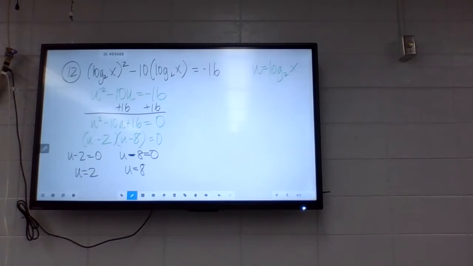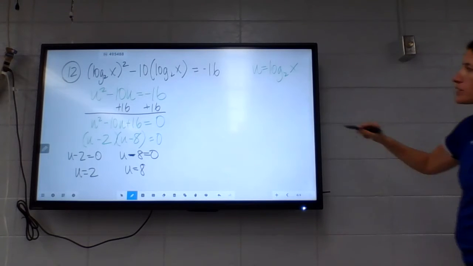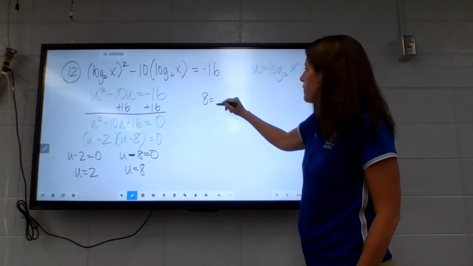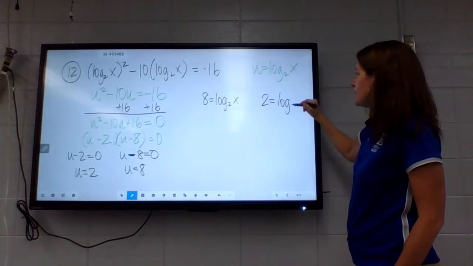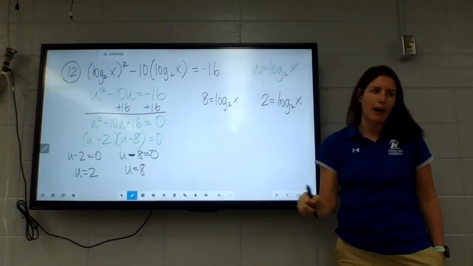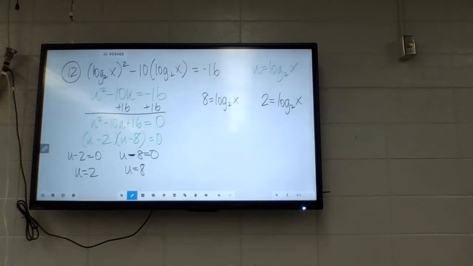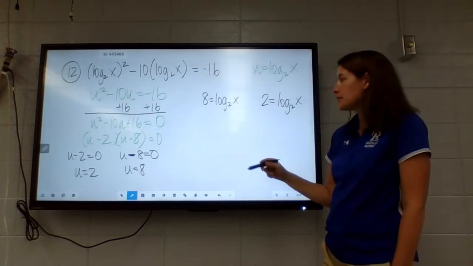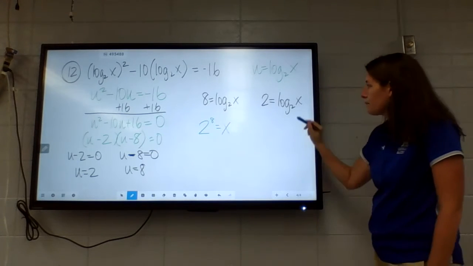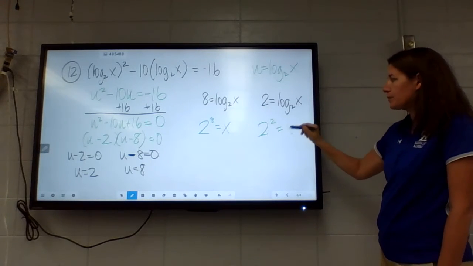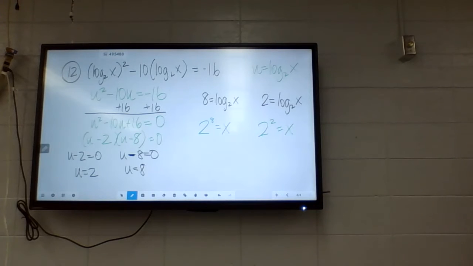This one's probably a little bit tougher because we're solving a logarithm. So this is saying 8 could equal log base 2 of x, or 2 could equal log base 2 of x. So we're putting the u's back in now. Now we're solving with logs. We'd rather switch that back to exponential form. So our base is 2. The exponent would be 8. Base would be 2. Exponent would be 2. So we're able to solve for our x's now.